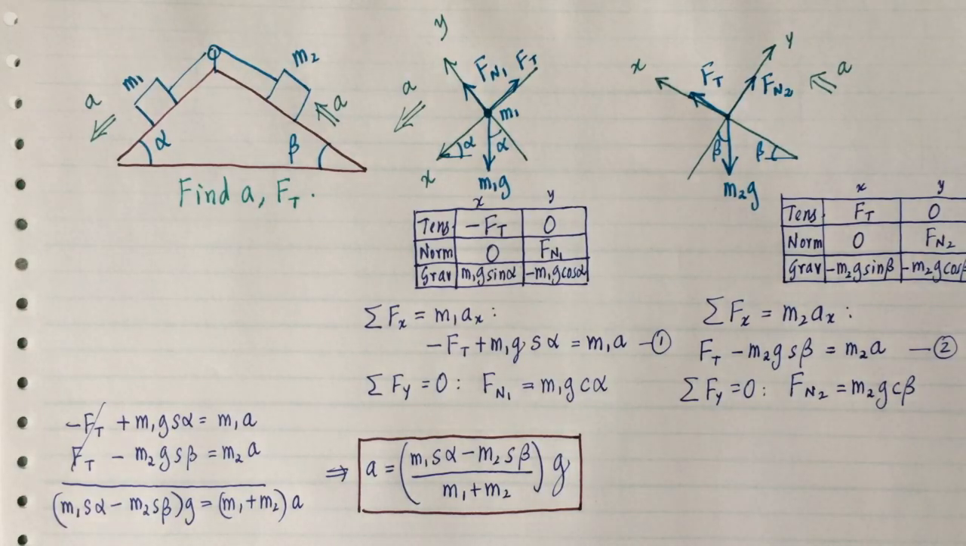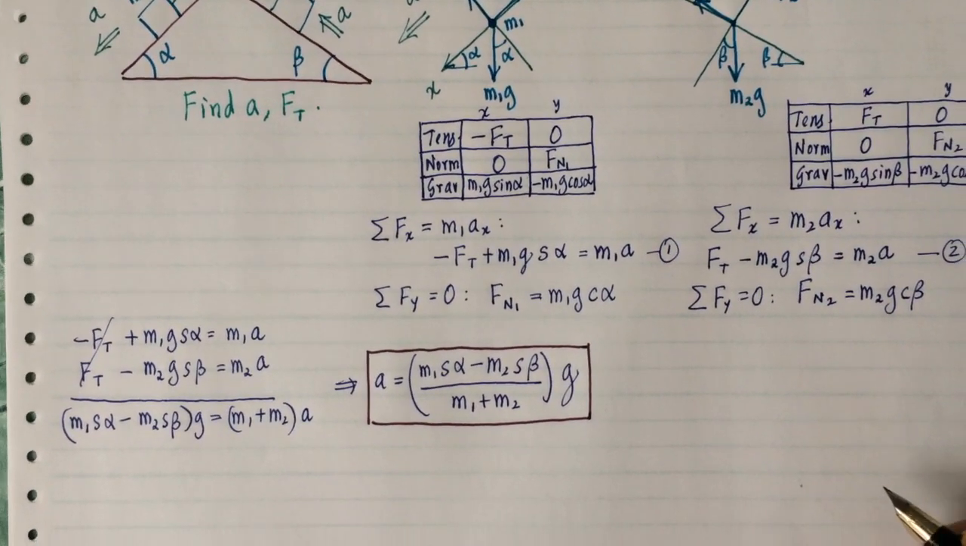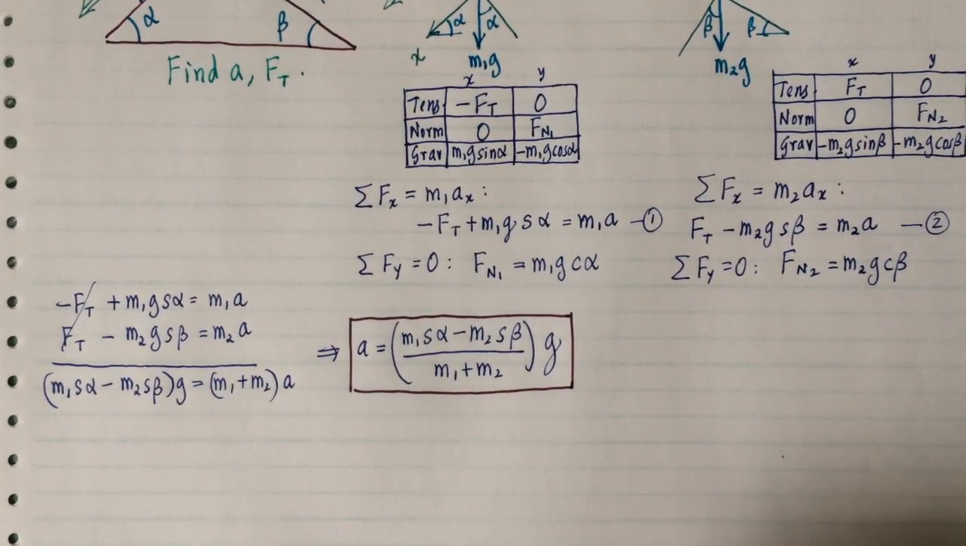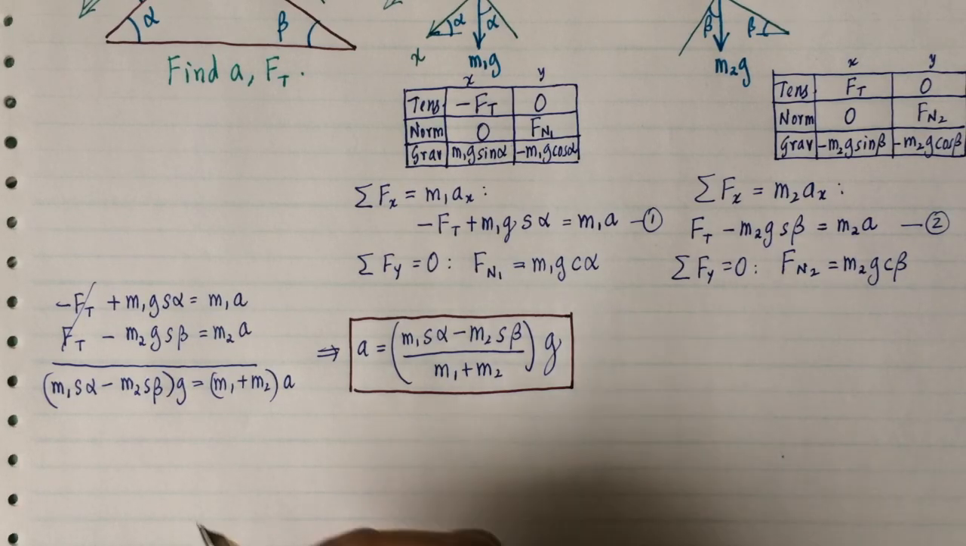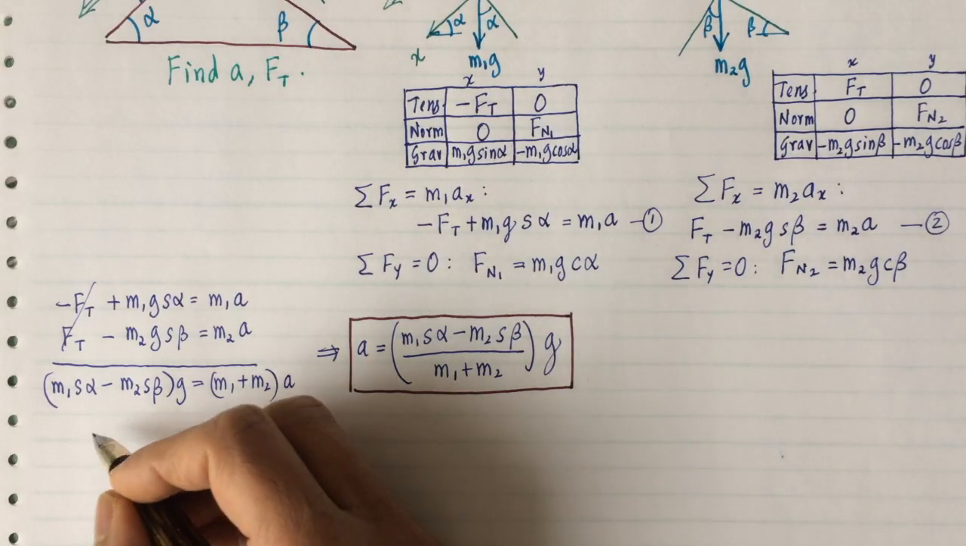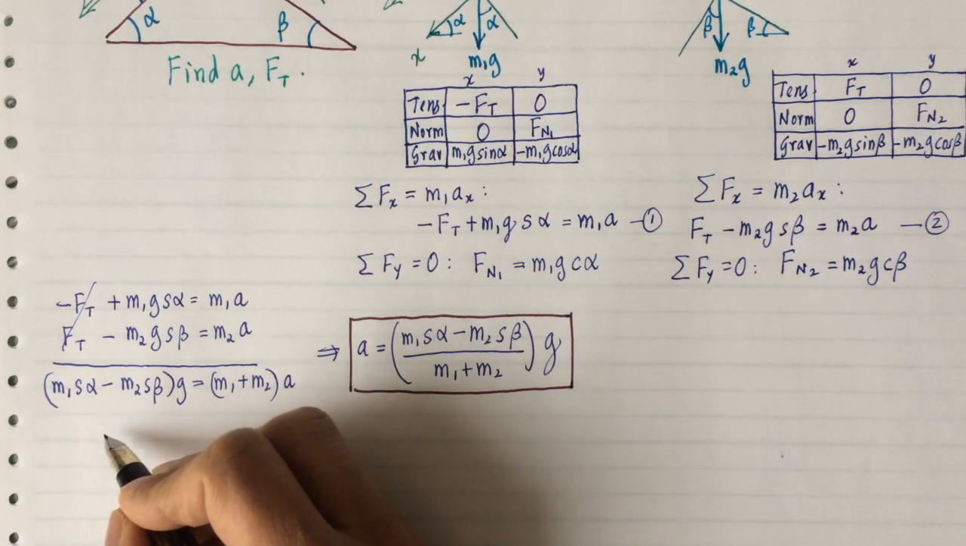Now, one way to find the tension is to substitute the value of the acceleration in one of the equations, 1 or 2, and solve. I never like doing that because that's too much work. Besides, you'll never get a cute expression. So what I will do is continue playing with equations 1 and 2.